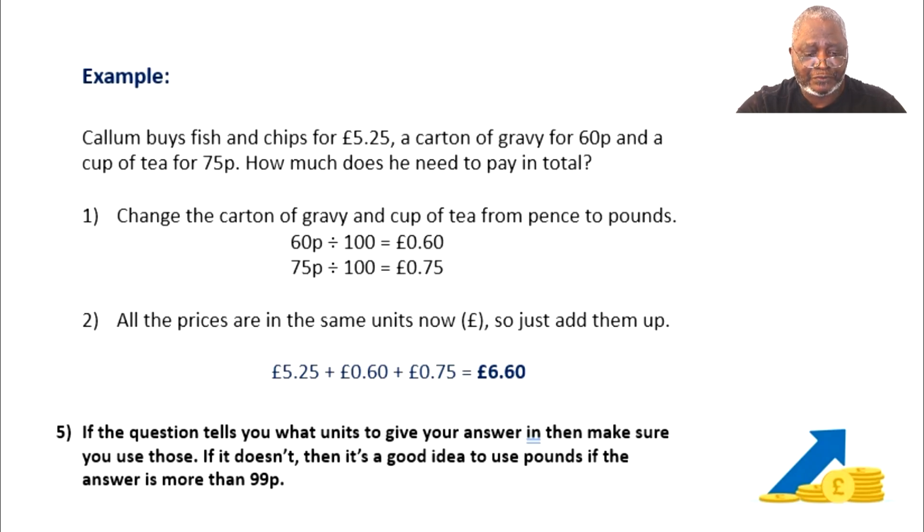First, change the carton of gravy and cup of tea from pence to pounds. So 60p is converted by dividing 60 by 100, which gives you £0.60. 75p divided by 100 gives you £0.75. So we're working in pounds. Secondly, all the prices are in the same units now, so just add them up. So £5.25 plus £0.60 plus £0.75 all add up to £6.60.